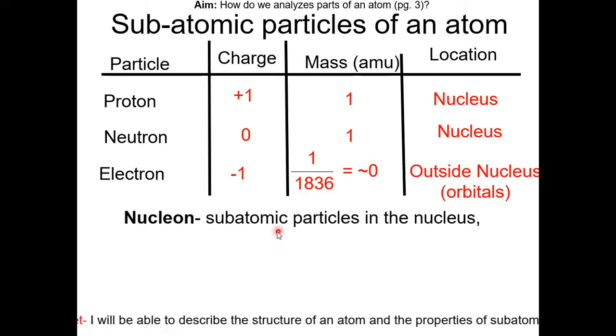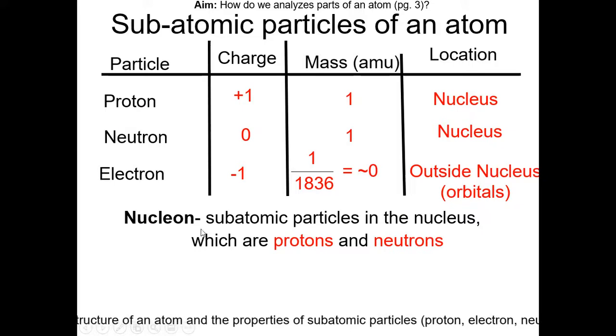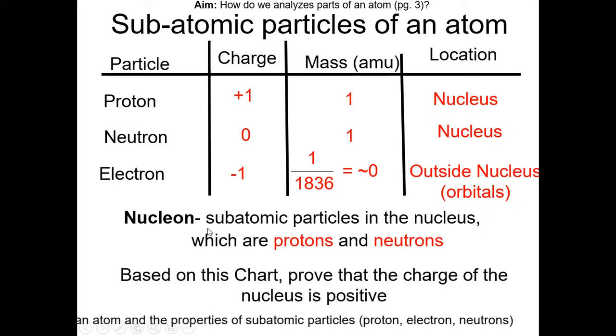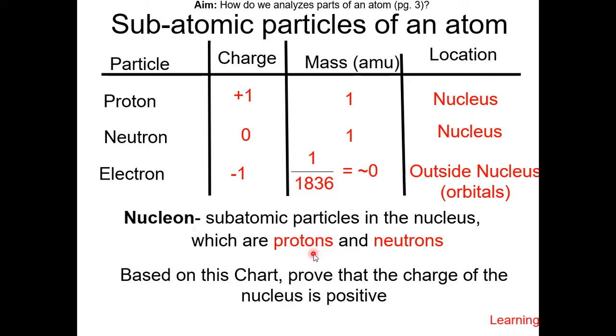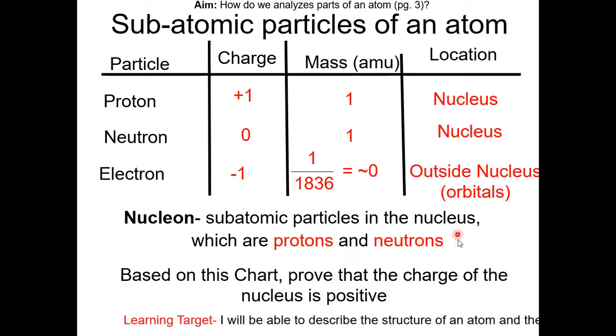A nucleon is a subatomic particle in the nucleus. So which of these 3 particles are nucleons? That would be the protons and the neutrons. Based on this chart, prove that the charge of the nucleus is positive. So what's in the nucleus are the nucleons, which are protons and neutrons. Since neutrons are neutral and protons are positive, the nucleus can only be positive, right? It's not neutral or negative. It has to be positive because it has protons and it has neutrons only.